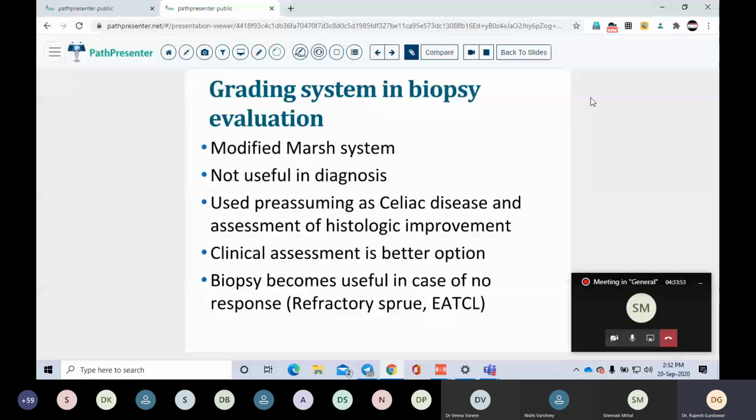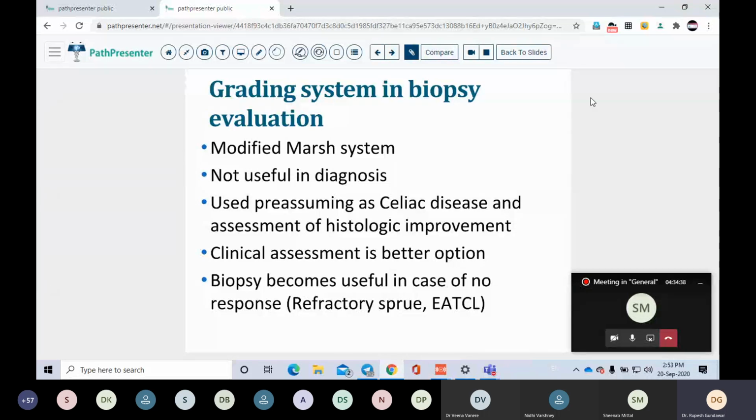So if you get a case to rule out or to evaluate for celiac disease, our part is to grade the biopsy. The grading that we use is the modified March system. Actually, this March system is not useful in diagnosis. Ideally, I never include the March grade when I evaluate a case of malabsorption. If it is an established patient of celiac disease, that means the other investigations have already been evaluated, like the sensitivity or the antibody evaluation. That time only I give the March system or March grading.